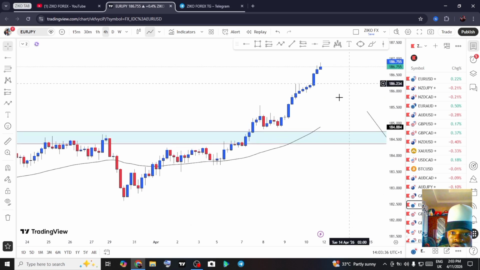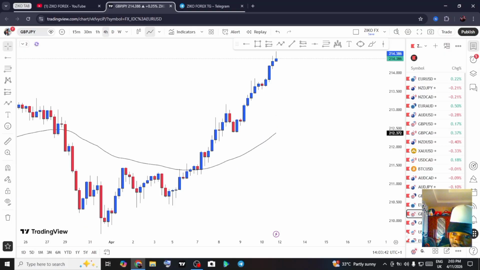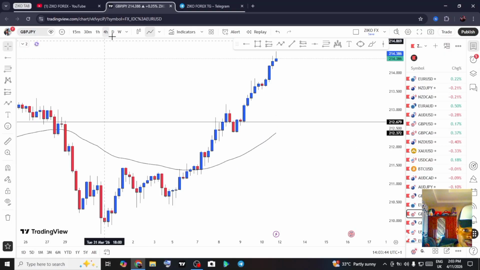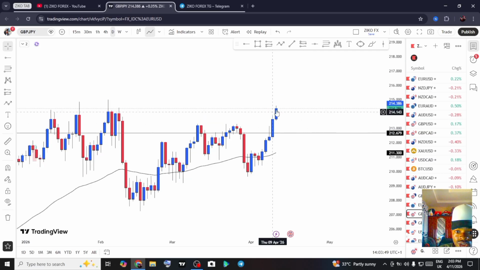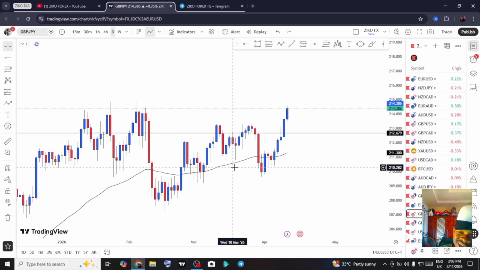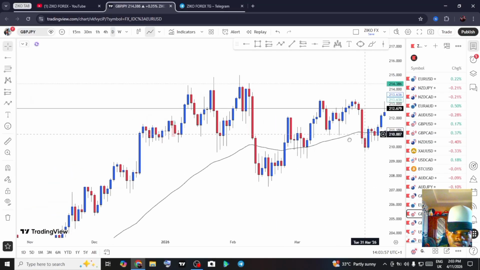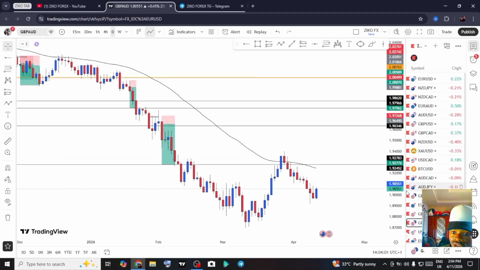4-hour time frame is also very bullish. You need a very, very deep retracement back into the area for us to buy. Not interested. Similar price action with GBP JPY, pretty much at the highest point of the market right now, right? So I am not interested in GBP JPY. GBP AUD.